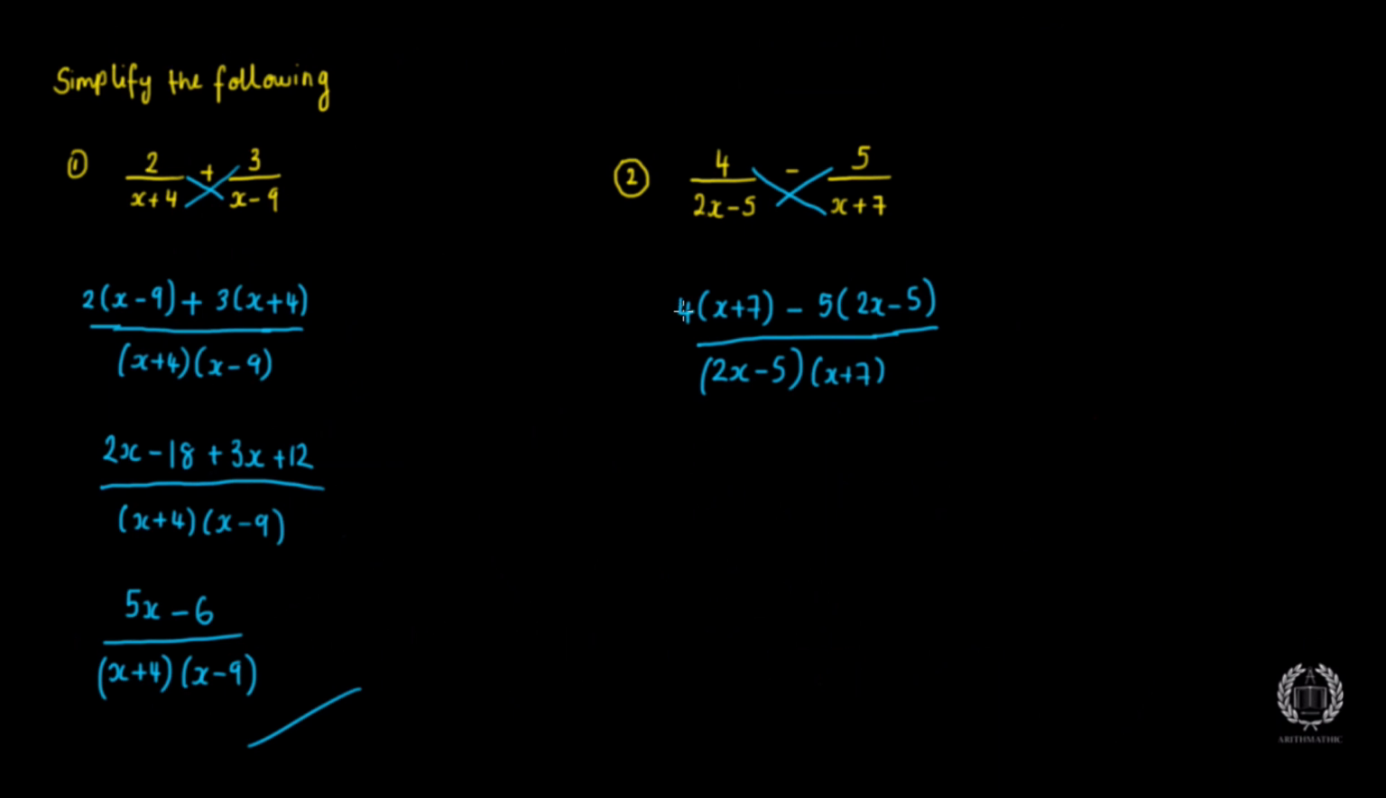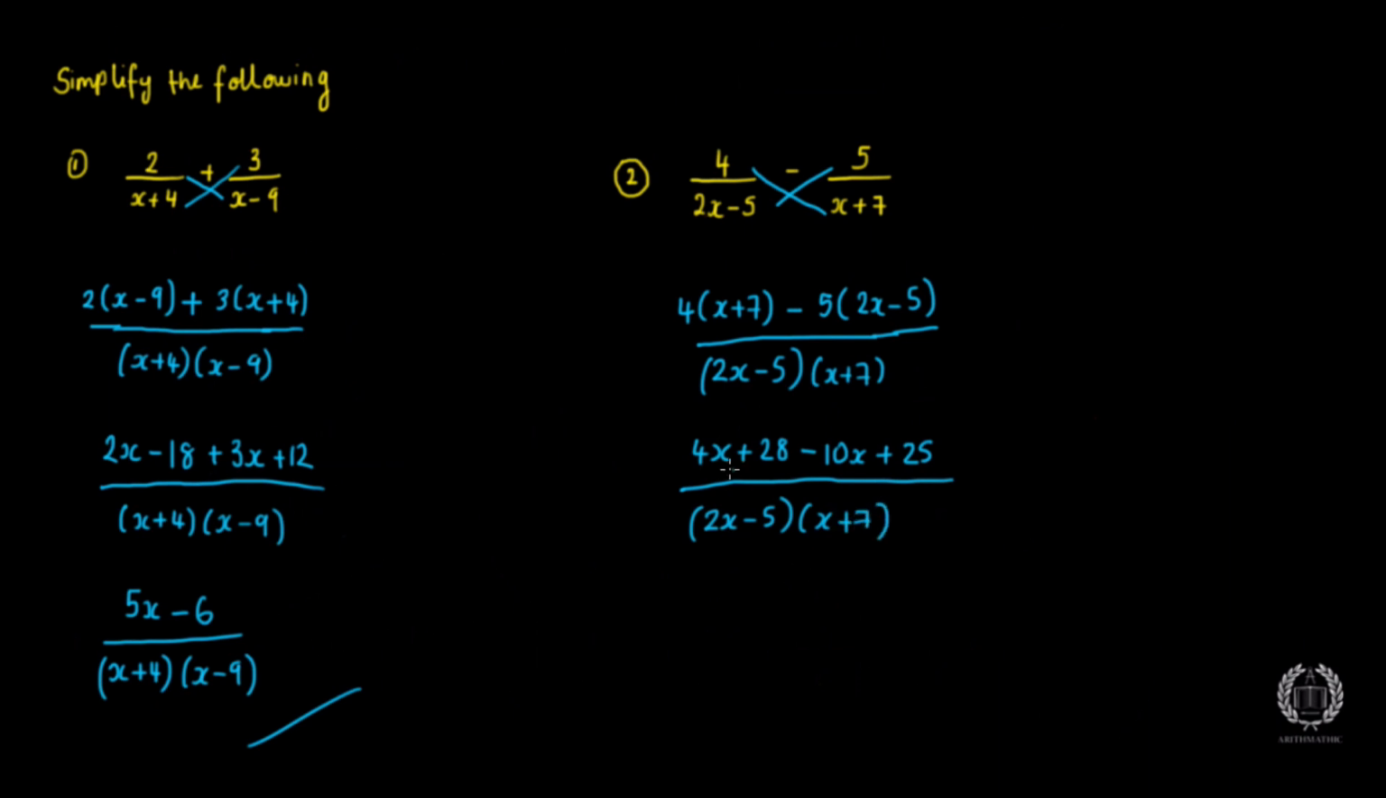Now we're going to expand. So 4 times x is 4x. 4 times 7 is 28. Now be careful here. You don't do 5 times 2x. You have to take the minus into consideration. So you're going to do minus 5 times 2x, and that's minus 10x. Okay? So be careful. This is where you've got to be very careful. That minus is part of the 5. And then you do minus 5 times minus 5, plus 25. And again, you leave the denominator as it is. So 2x minus 5 in a bracket, and then x plus 7 in the other bracket.